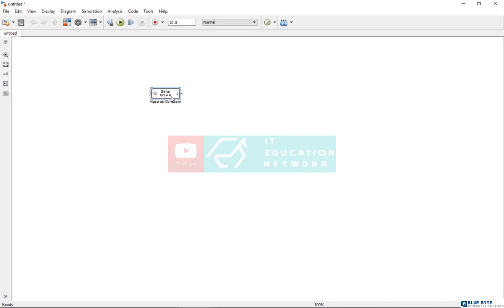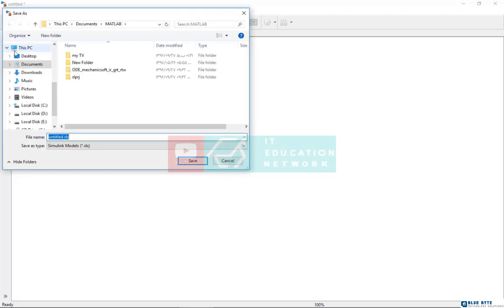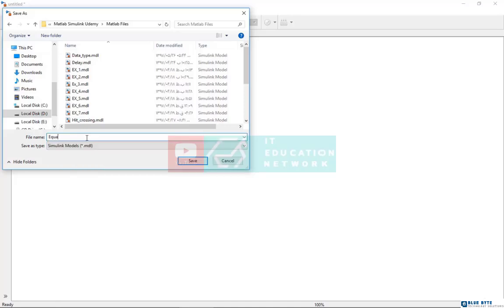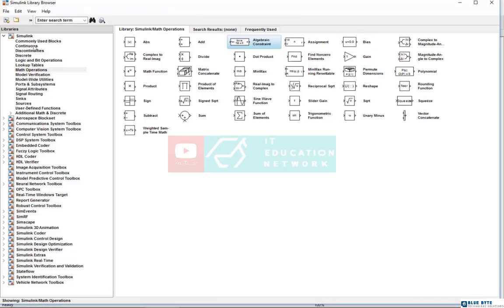First, let me save this project because I want to have all four equations in a single project. I save it as equations. So the first one is x to the power 2 minus 2x plus 1. I add the blocks.